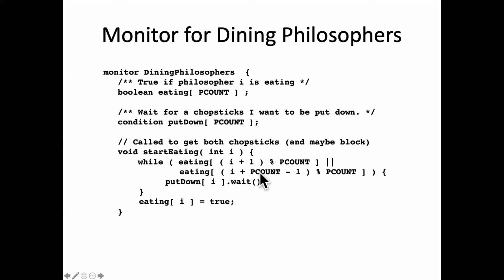What the other guy is doing doesn't really matter, because you already detected one of your neighbors was eating. So you're going to go to sleep on your condition variable. Philosopher 1, did I say that? You're philosopher 0. Philosopher 1 eventually finishes eating.